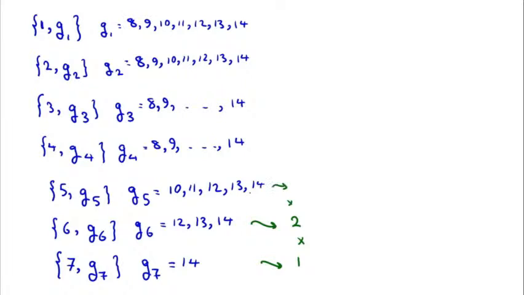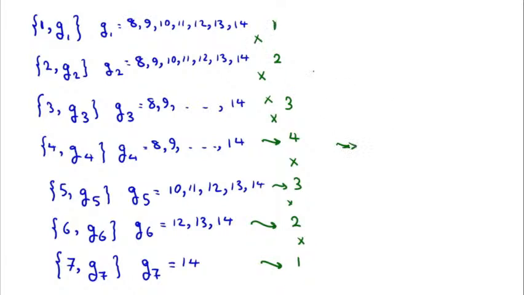This one, two of them have been removed, 1, 2, 3, 4, 5. You multiply by 3. Now, 14 to 8, how many numbers are there? 7. 3 of them have been removed. 7 minus 3 will be 4. The next one, 7 minus 4 will be 3. 7 minus 5 will be 2. And 7 minus 6 will be 1.